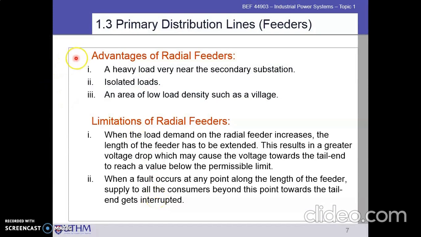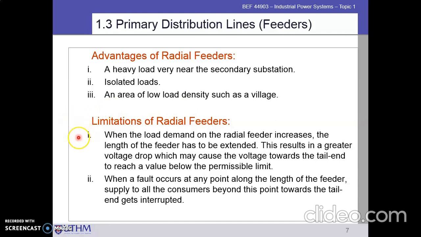Okay, these are the advantages and disadvantages, or limitations, of the radial feeders. The first is the advantages of radial. For radial, there is a heavy load very near the secondary substation, and isolated loads, and an area of low load density such as a village. So the advantage of the radial system is that the loads are isolated. This means that for each type of load, residential, commercial, industry, the loads are isolated. There is no interconnection between the loads.